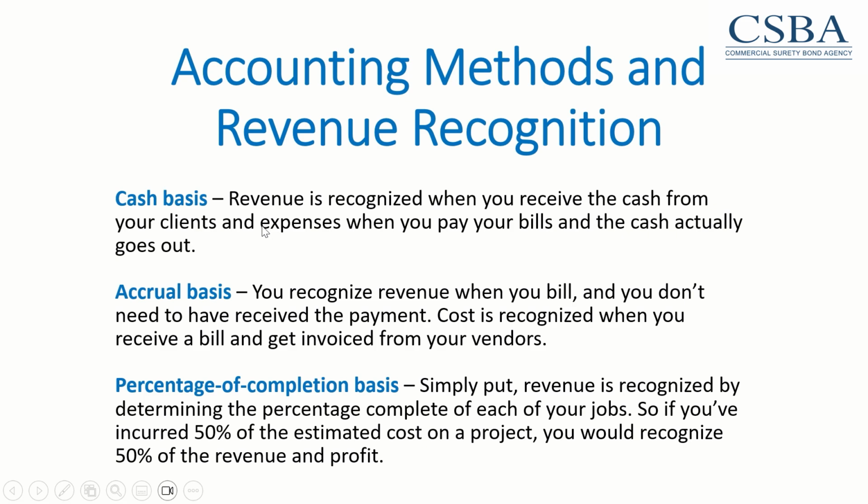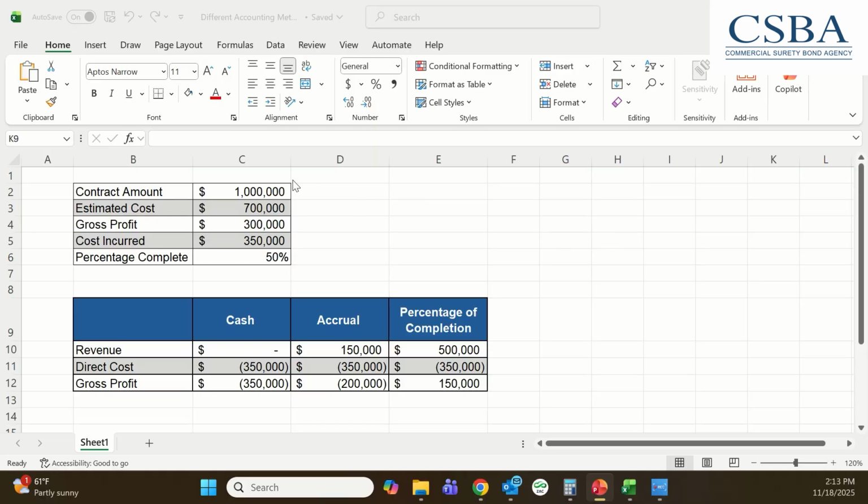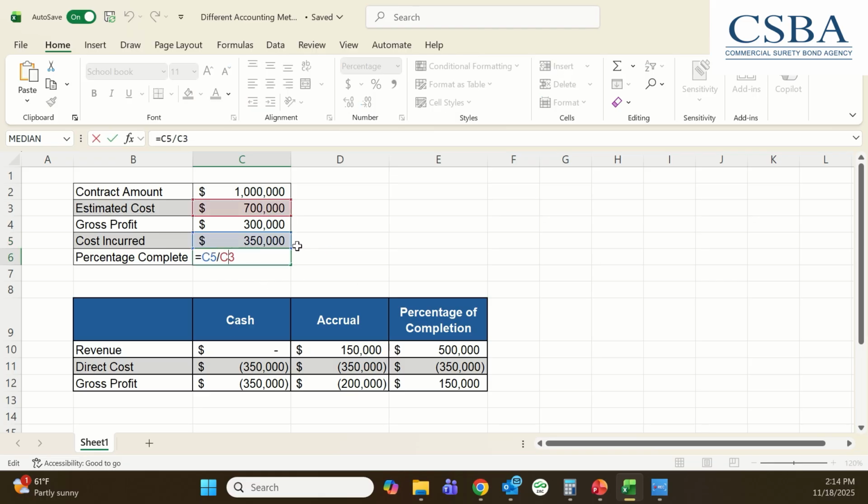So let's jump into the example. Let's assume we've got a contract for $1 million with estimated cost of $700,000. That leaves you with gross profit of $300,000. And we're going to assume that you've incurred so far cost of $350,000. And based on the definition we just said about percentage complete, that means you would be 50% complete. That's the cost incurred divided by the total estimated cost. So now let's take those and look at the different types of accounting.